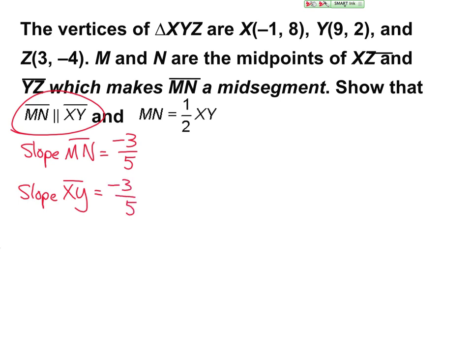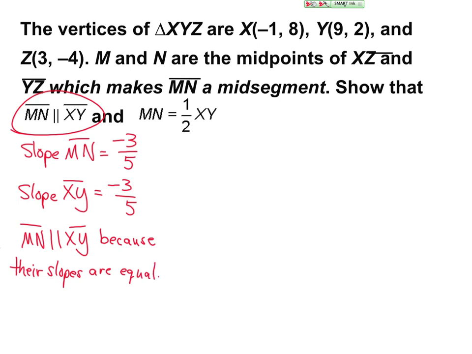Okay, if the slopes are the same, what's that mean? MN is parallel to XY because their slopes are equal. Some of you kept wanting to use the parallel lines theorem over the last chapter. This is finally the parallel lines theorem. It says if they have the same slope, then they're parallel. I don't know its number, but parallel lines theorem.